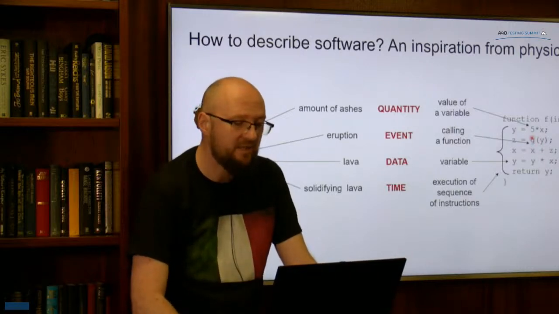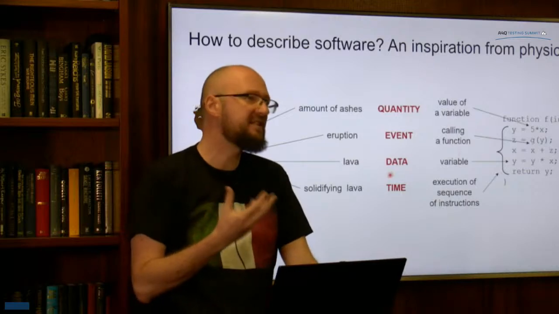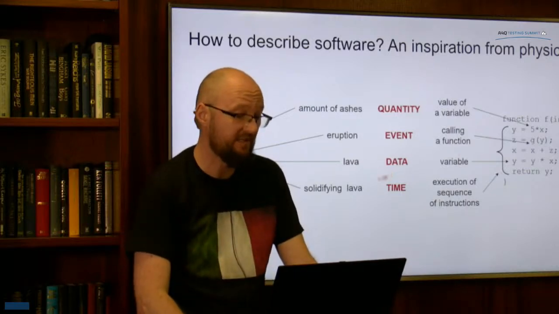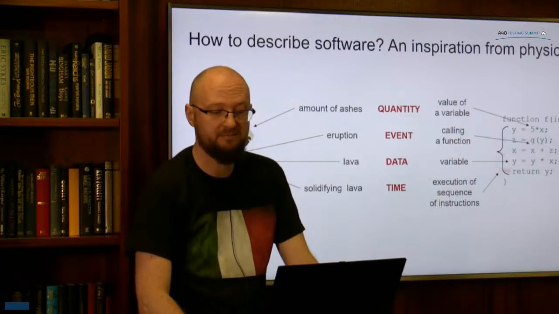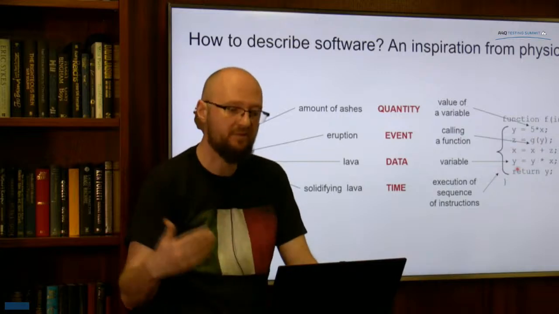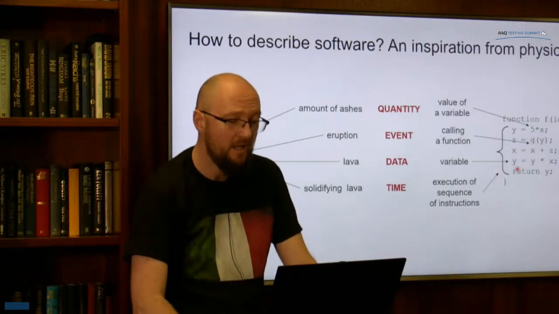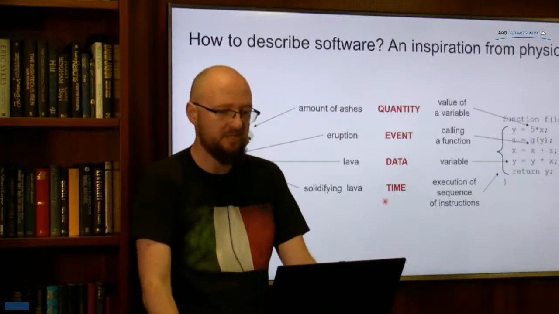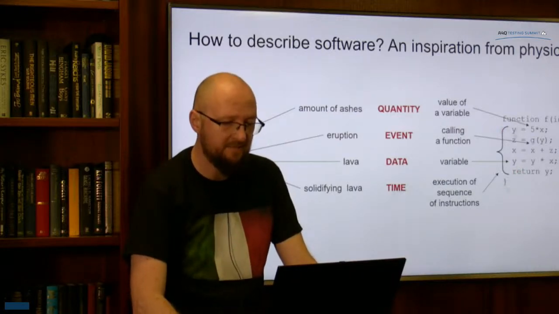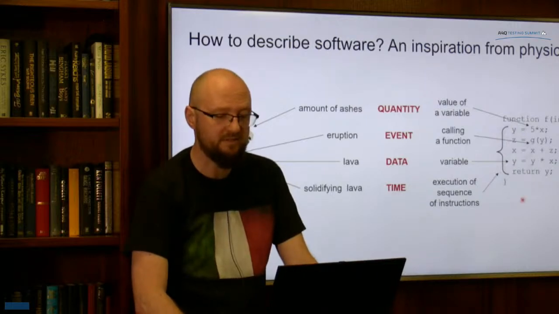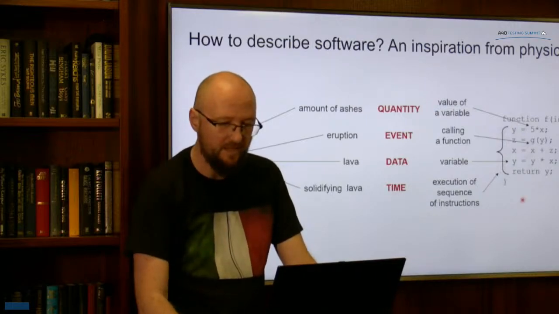We have data. We have some concrete physical objects in the real world, like this lava. Here we have a variable, for example. It's a concrete, durable thing, durable in time. And we have this time dimension. So time is a very natural concept. So here, for example, the time can be represented as a sequence of execution of instructions.